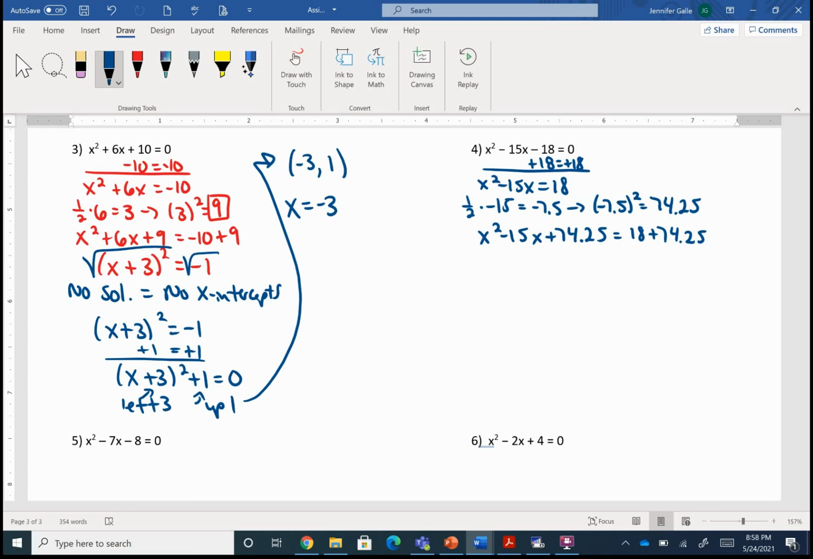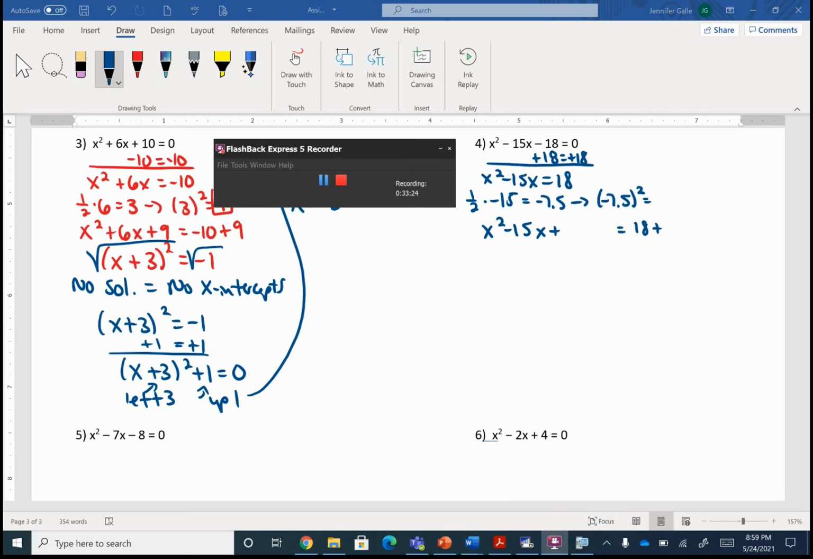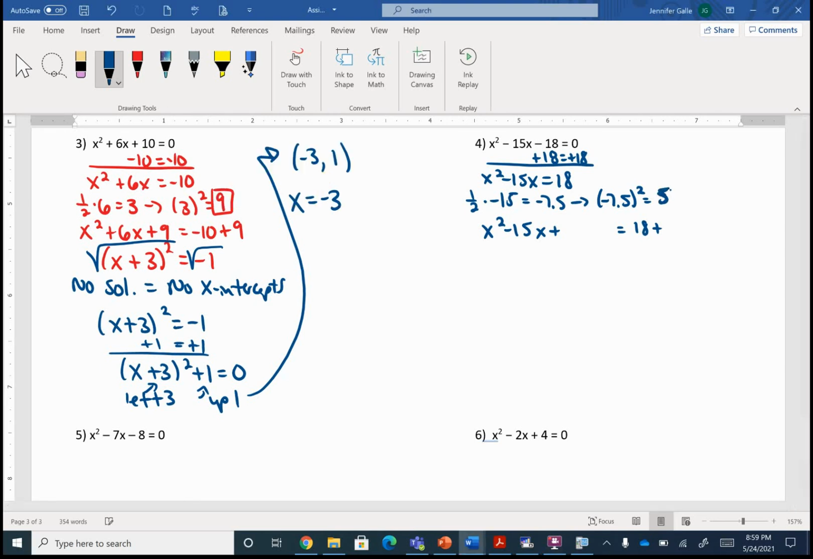Oh, wait, negative 7.5 squared is not 74.25. Sorry, guys, I got a bit ahead of myself. Negative 7.5 squared is 56.25. I got a step ahead of myself there. Sorry about that.